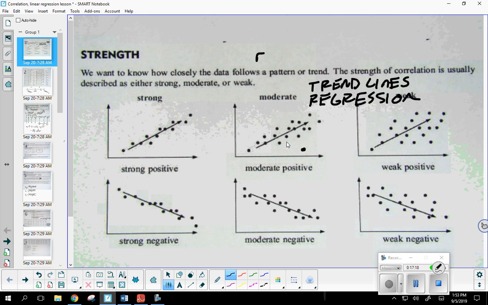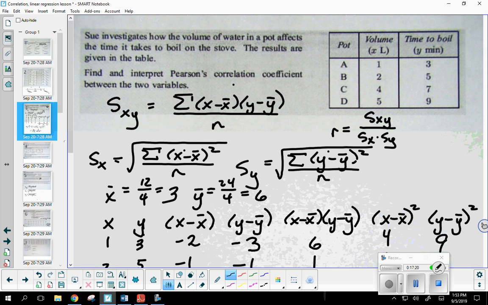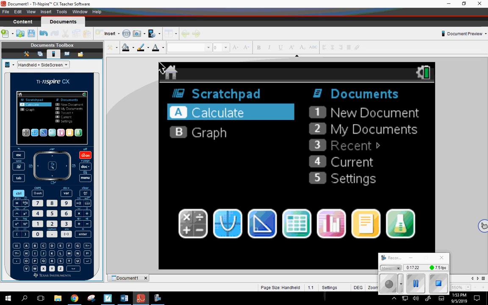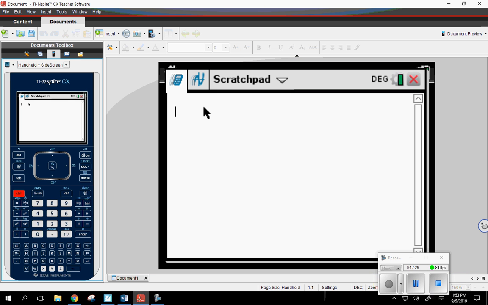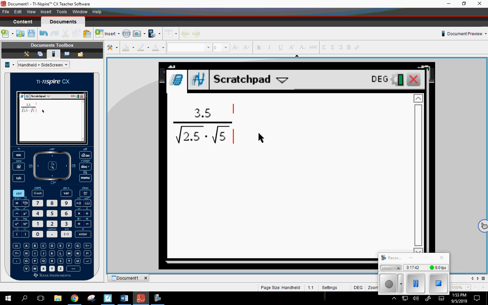All right, let me catch up with you guys because I see a lot of people putting those in the calculator. I'm going to say control divide. I'm going to use the decimals. So 7/2 up top, that's 3.5. The square root, we had 2.5, times the other square root, it was just 5. Once I push enter, I should be getting my correlation coefficient.